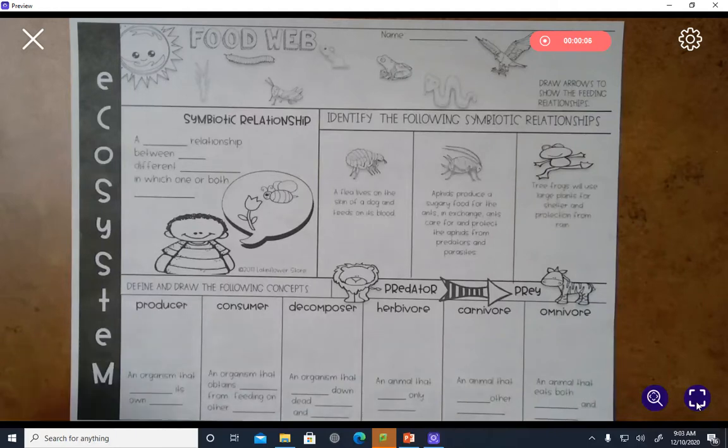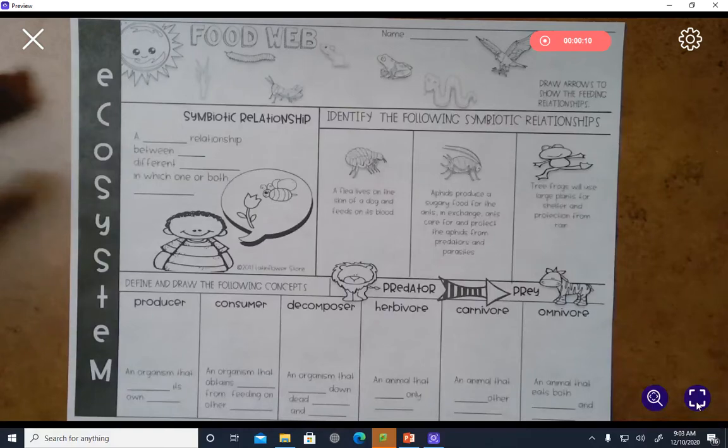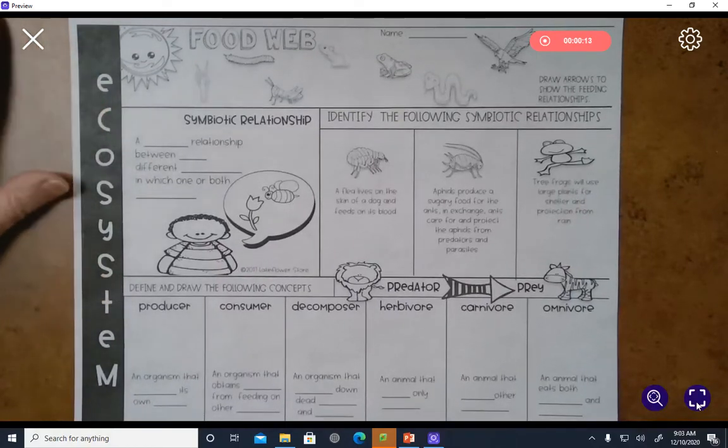Okay, hey, all of you biologists out there. Hope you're having a nice Thursday so far, or maybe you haven't started it yet because you're still in bed.